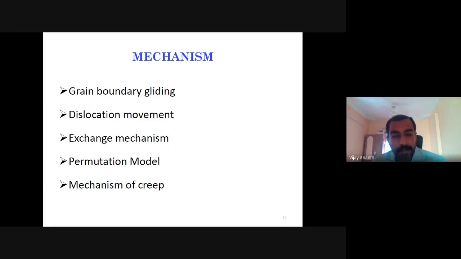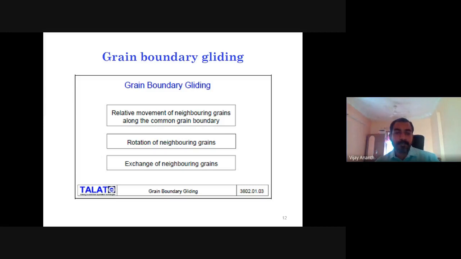The mechanism behind the superplastic forming. There are 5 mechanisms, right? Grain boundary gliding, dislocation movement, exchange mechanism, permutation model, and mechanism of creep. We'll see one by one.